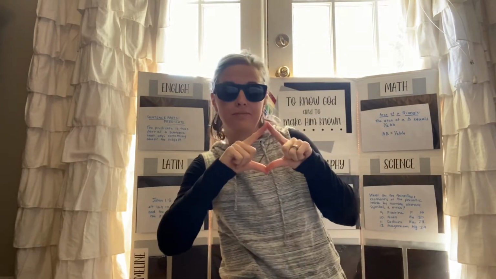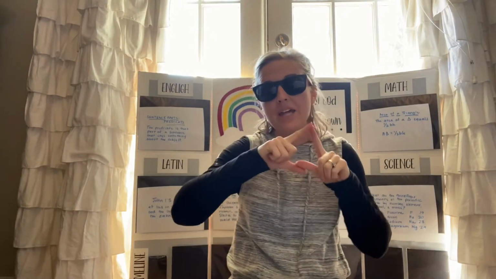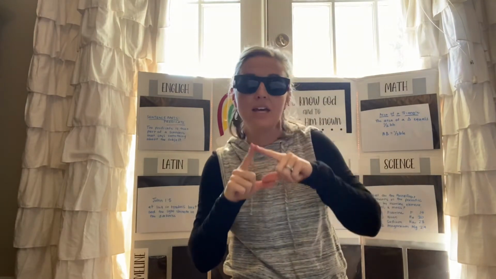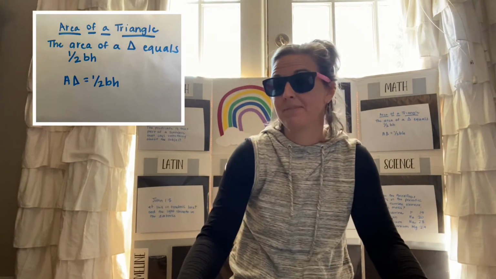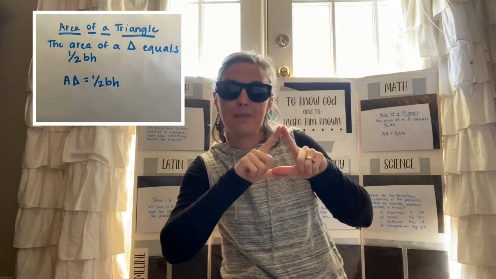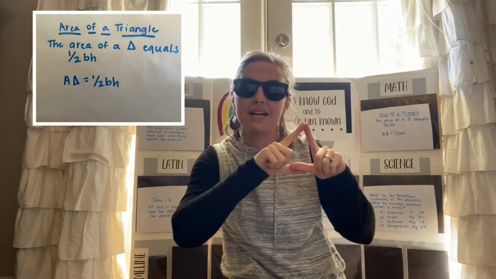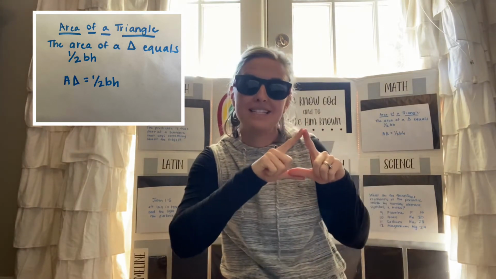Ready? The area of a triangle equals 1/2 base times height. 1/2 base times height. The area of a triangle equals 1/2 base times height. 1/2 base times height. The area of a triangle equals 1/2 base times height, half base times height.